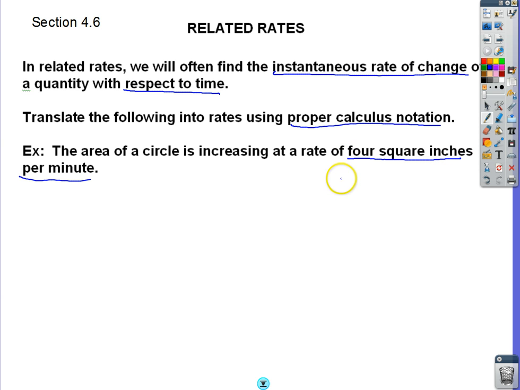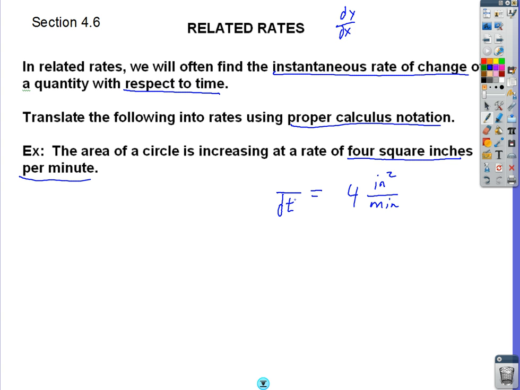So I'm going to go ahead and write that down real quick. 4 inches squared per minute. Now I want to have my calculus part written in this form. It's going to be some fraction. It says with respect to time. Remember when we had dy/dx? That was the derivative of y with respect to x. So if I want respect to time, I think I'm going to want dt.